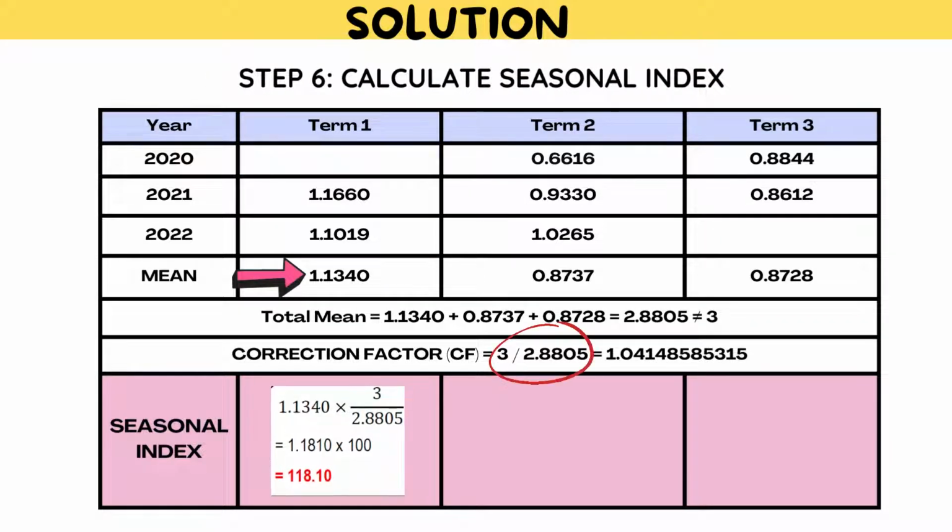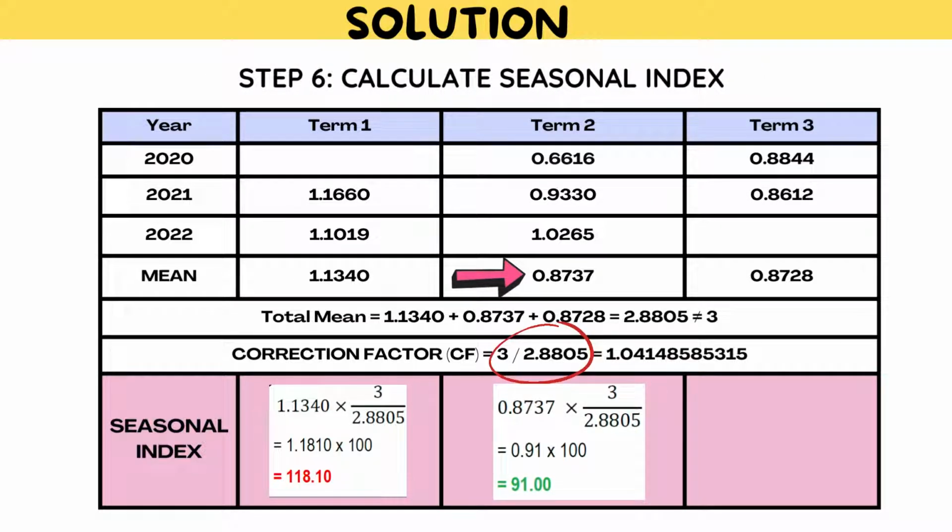After we have calculated the correction factor, now it's time to calculate the seasonal index. How do we calculate the seasonal index for term 1? The answer is our mean, which is 1.1340, times our correction factor. So, the answer is 1.1810. This value you have to multiply by 100. So, the answer is 118.10.